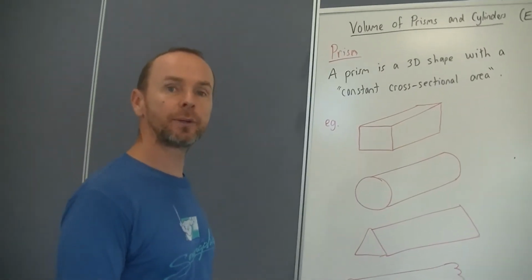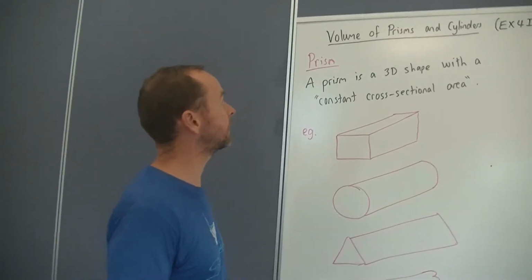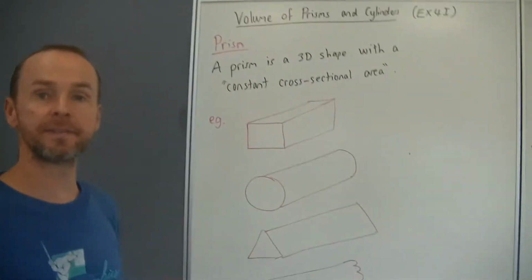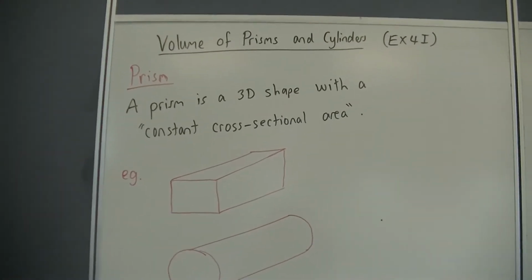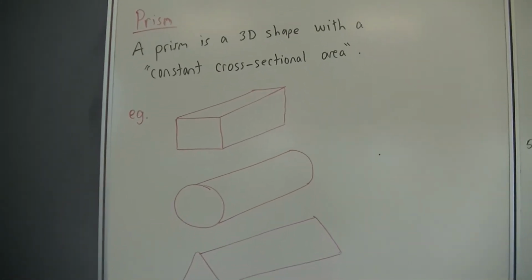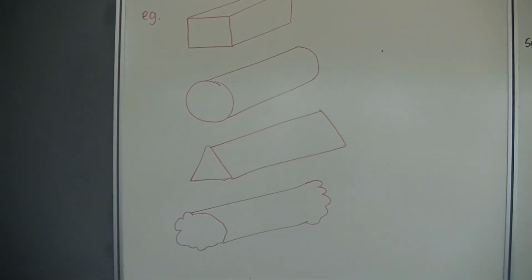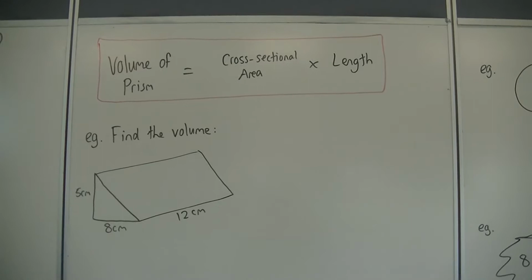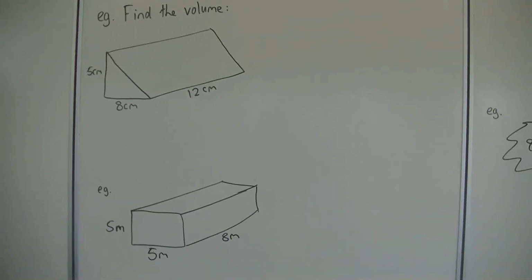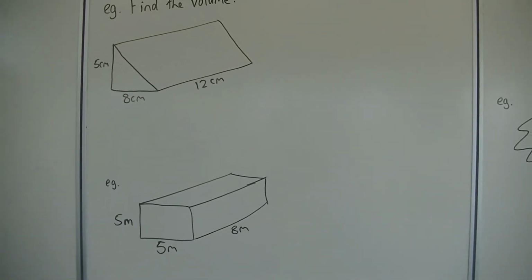Hi guys, we're doing our last exercise for this topic of measurement, and it's volume of prisms and cylinders. Exercise 4i. I'll give you a chance to copy down the notes. They're just diagrams there. Copy them out nice and big, and I'll explain it in a minute and scribble all over them. Here's our formula. Some examples. Leave spaces for the examples, please.